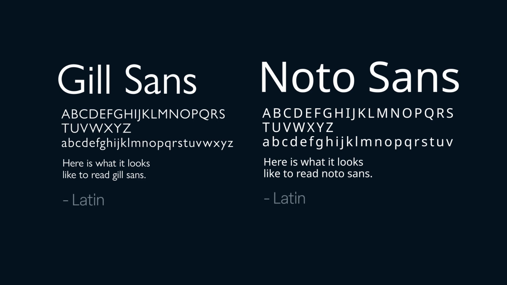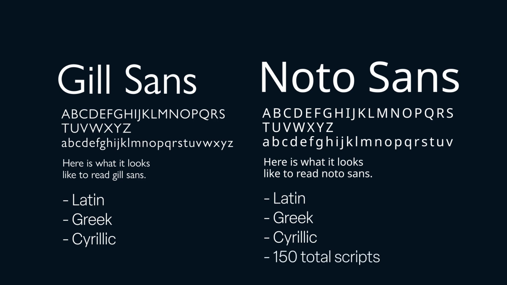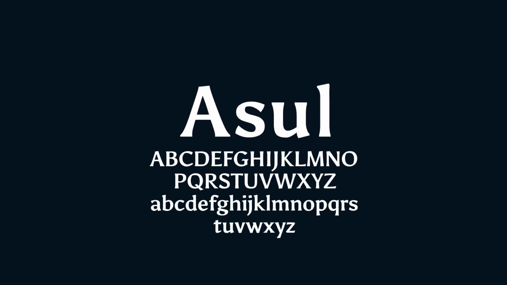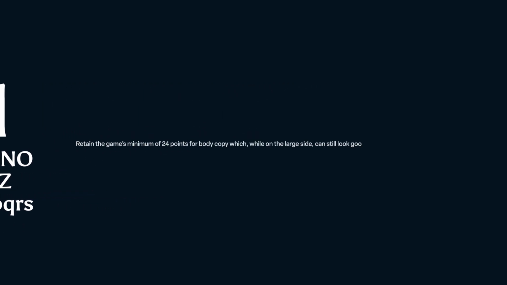While both fonts support Latin, Greek, and Cyrillic, Noto supports a total of 150 scripts, meaning that it might be the only font needed to support all the regions the game is released in. The memory saved in reducing the number of fonts might leave room for a cool looking header font like Azul. This font does lack the Germanic or Nordic diacritics used in the game, but it's not unusual to commission the expansion of a font whenever necessary. Finally, we will retain the game's minimum of 24 points for body copy, which while on the large side, can still look good if given enough space.